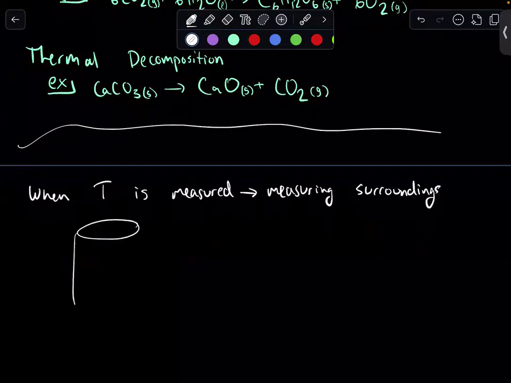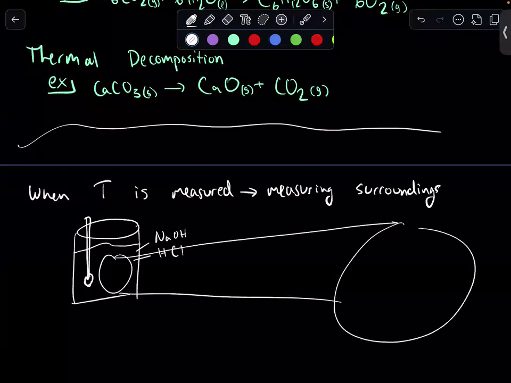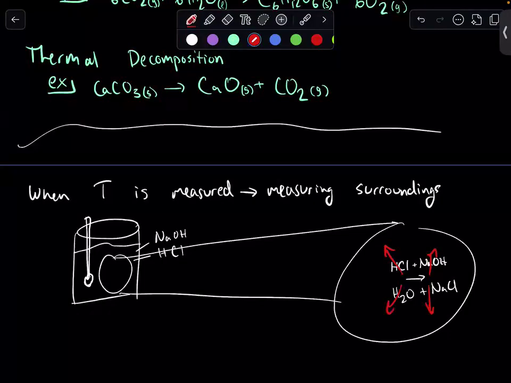If we look at, for example, the combination of NaOH and HCl, so hydrochloric acid and sodium hydroxide, and we put a little thermometer in there, and we zoom into the particles. Our actual reaction is HCl plus NaOH reacts to form H2O plus NaCl. And this is going to release energy. It releases it right into the water molecules that are surrounding this.